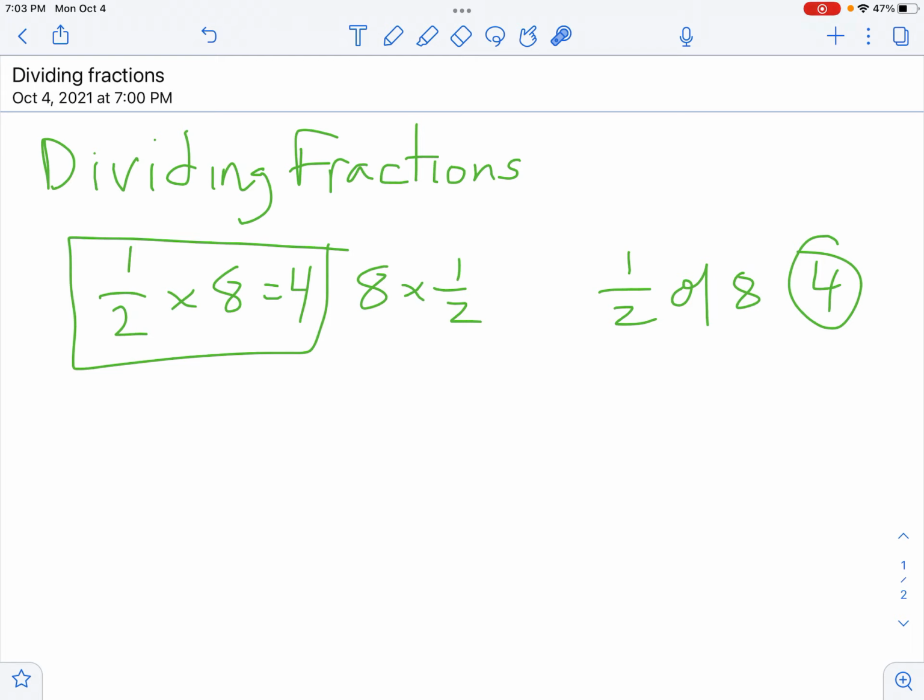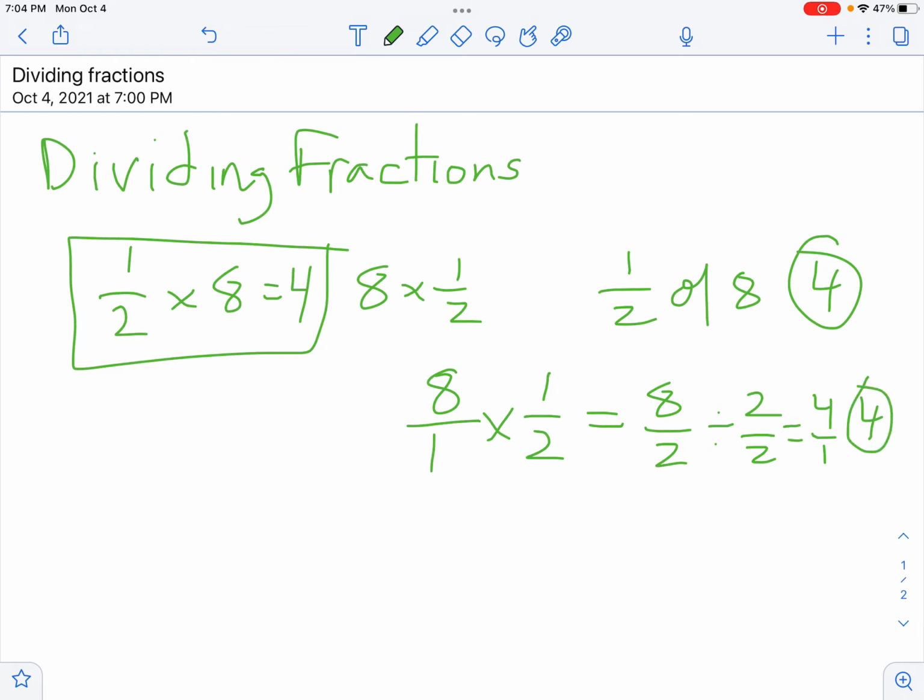And actually, I'm going to show you a couple of things about this. If I write this out, remember 8 is the same as 8 over 1, right? Anything over 1 is itself, times 1 over 2. If we use the rule that we learned before, where we multiply the numerators and denominators, we get 8 over 2. And then that's just 8 divided by 2, which means 4. Or we could reduce 8 over 2 by dividing by 2 over 2. We get 4 over 1, again, which is just 4. Okay, so hopefully you're convinced that 1/2 times 8 and 8 times 1/2 is 4.